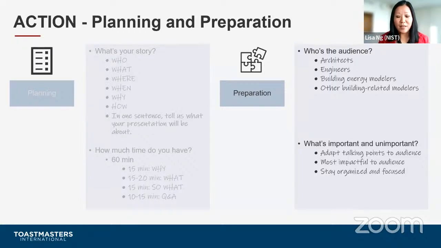And the last but not least is to stay organized and stay focused. I know sometimes we want to tell the really large story. We want to give people all the details, but sometimes it's okay to cut out the details to focus on the story, to focus on what's important. And remember that one sentence that we crafted earlier, you want to always point back to that.